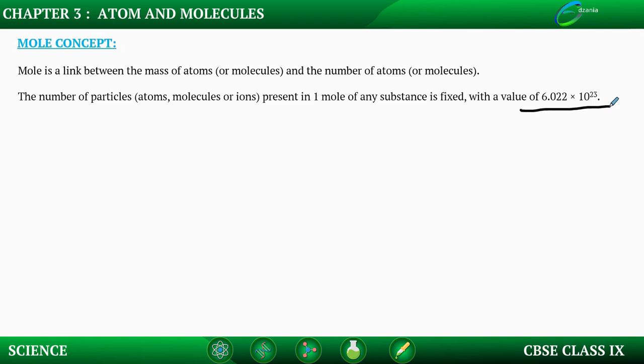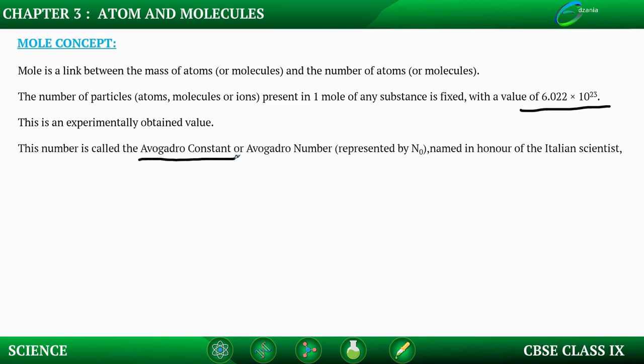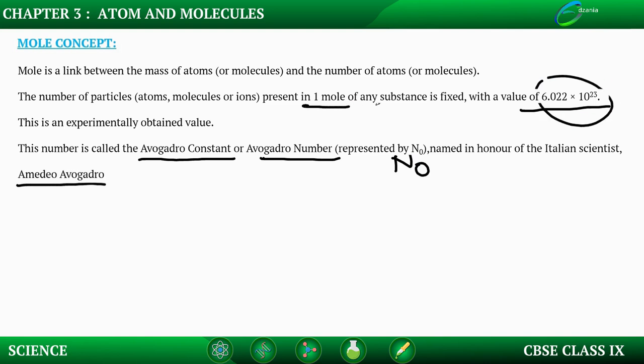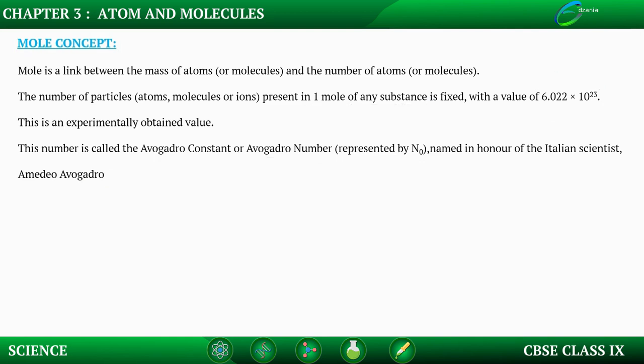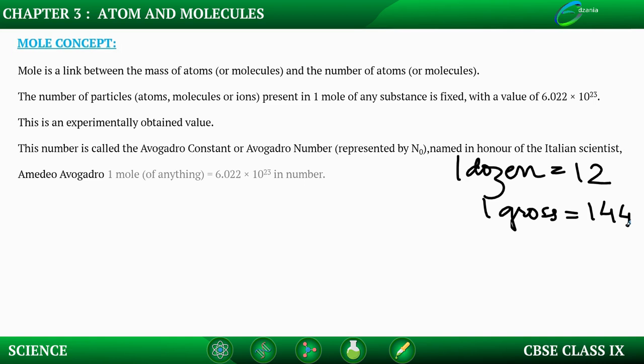Now, how did we find this number? It was derived experimentally by scientists. This number is also called Avogadro's constant or Avogadro's number, and it is represented as N0. Why? Because an Italian scientist called Amedeo Avogadro discovered that this is the value of 1 mole of any substance. We know that 1 dozen of bananas is 12 and 1 gross is 144. Similarly, 1 mole is equal to 6.022 into 10 raised to 23.